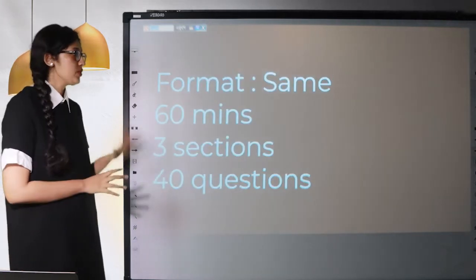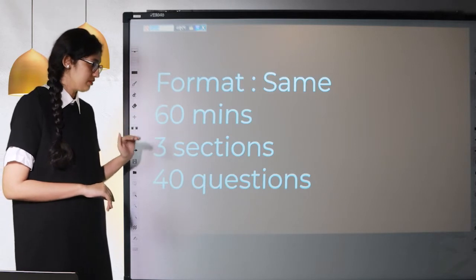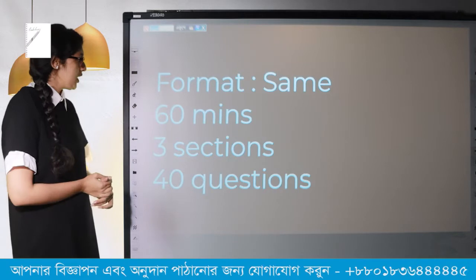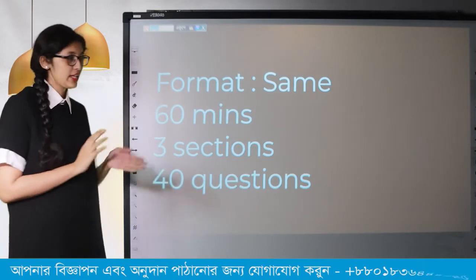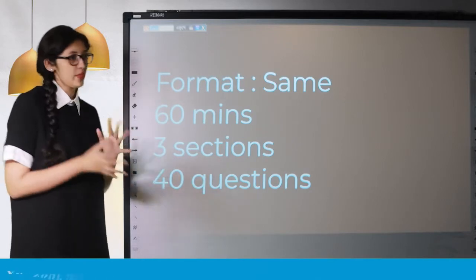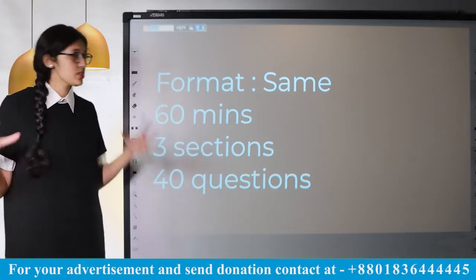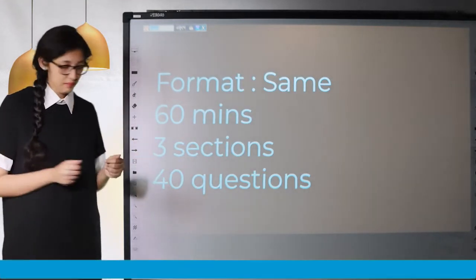So the format for both of these exams is exactly the same. You have 1 hour, you have 3 sections, and there are 40 questions. And again, 1 hour, it's all at once. You can't take any breaks in between. You can't do 30 minutes and then take a 20 minute break and then do the other 30 minutes. That's not how it works. The whole 60 minutes, you have to sit in all at once, okay?